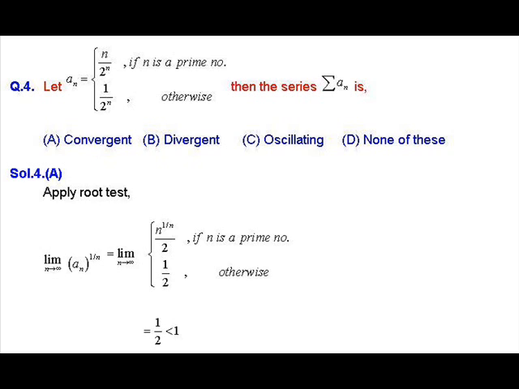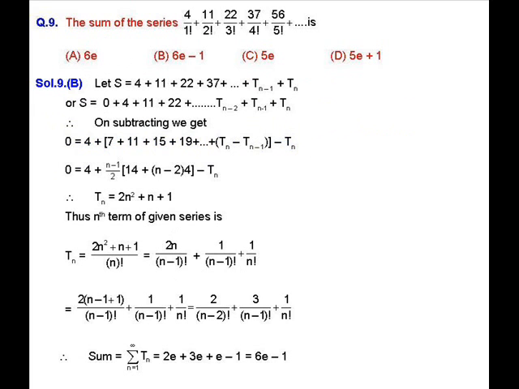In the root test we have to find the limit as n tends to infinity of an to the power 1 by n. When we take an to the power 1 by n, we have n to the power 1 by n divided by 2 if n is a prime number, and 1 upon 2 if n is not a prime number. Now when we compute the limit of this term, we have 1 by 2 if n is a prime number, and when n is not a prime number, the limit value is also 1 by 2. So the limit as n tends to infinity of an to the power 1 by n equals half, and half is less than 1. So by the root test our series is convergent. So here our option A is correct.